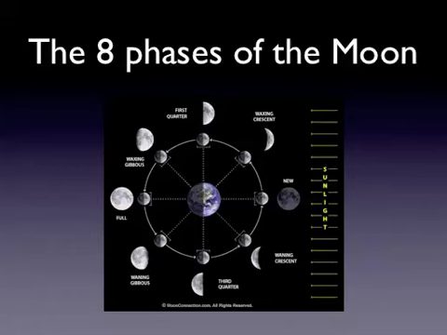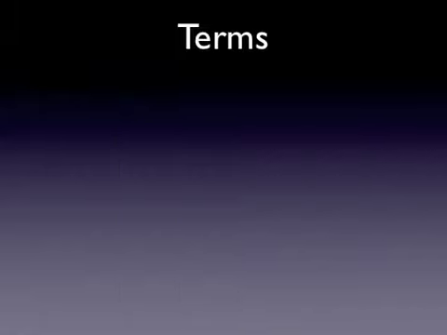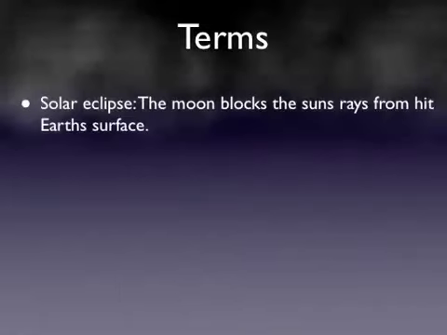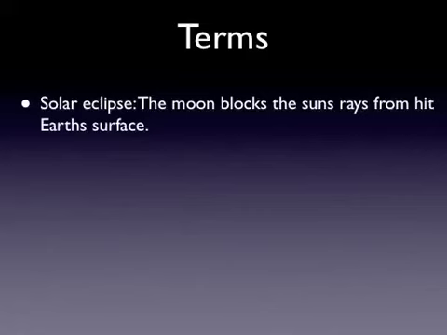So those are the 8 phases of the moon: new, waxing crescent, first quarter, waxing gibbous, full, waning gibbous, third quarter, waning crescent. And you're going to learn some terms. So the first term is solar eclipse. This is when the moon blocks the sun rays from hitting Earth's surface.